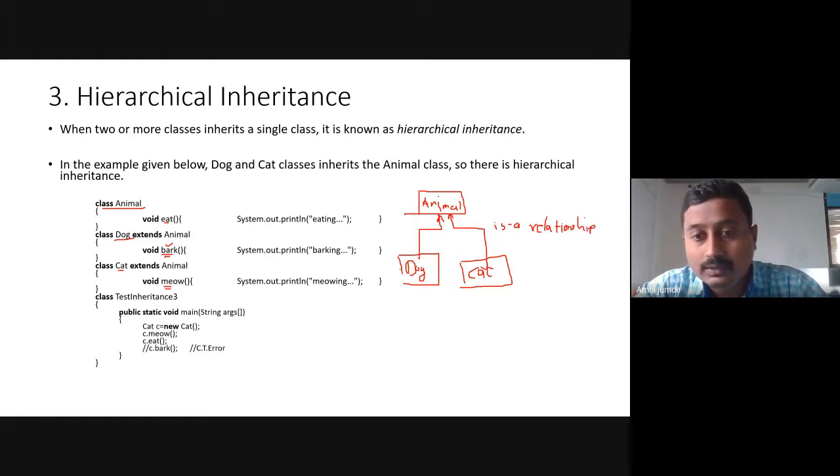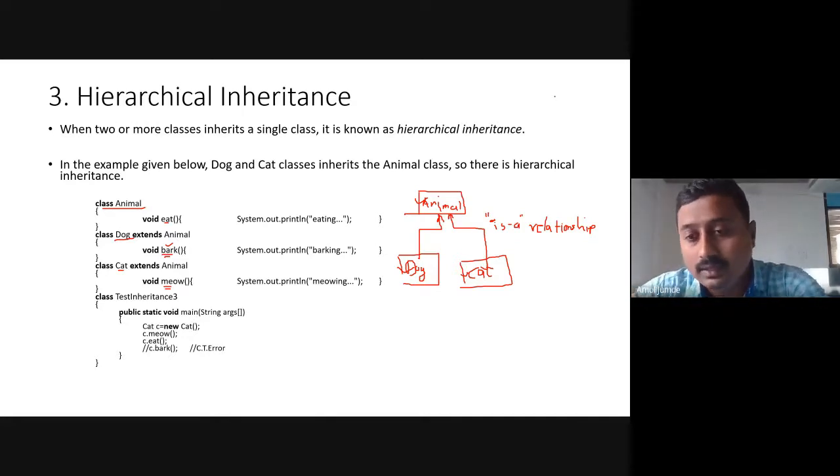So how to read this? Dog is an animal, cat is an animal, right? So here we achieve is a relationship. So in the top margin, you can write down this line. Okay, write down: through inheritance we achieve is a relationship.